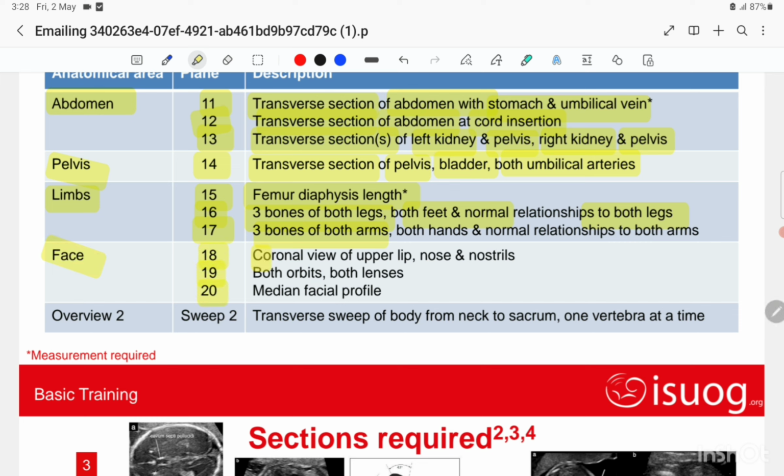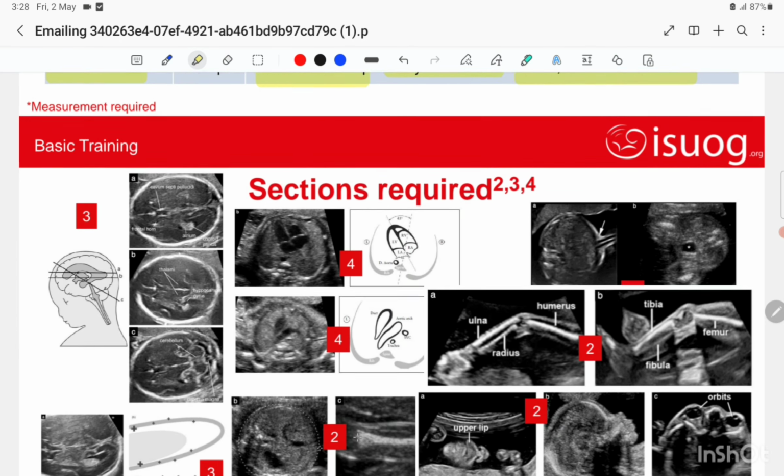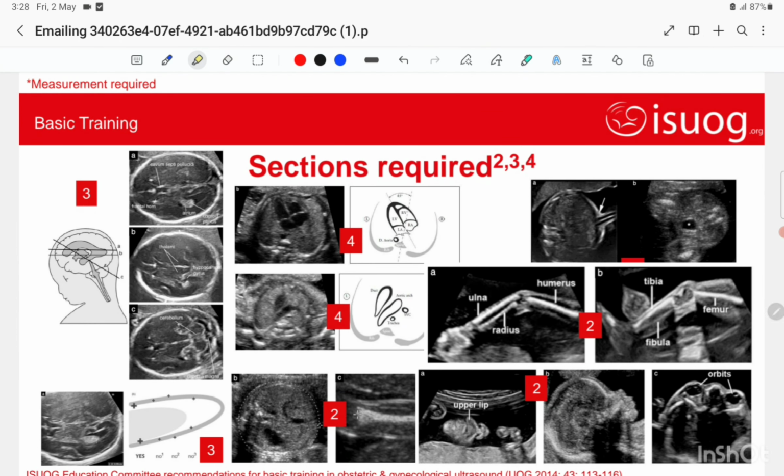Plane 18 is the coronal view where you have to see the upper lip, nose, and nostrils; 19 is both orbits and both lenses, and 20 is the median facial profile. After all these 20 planes, you have to go for the overview of the second sweep. That is the transverse sweep, starting from the body, from the neck to the sacrum, one vertebra at a time. So basically these are the sections.